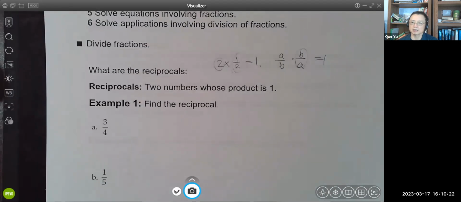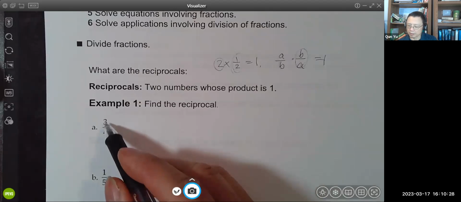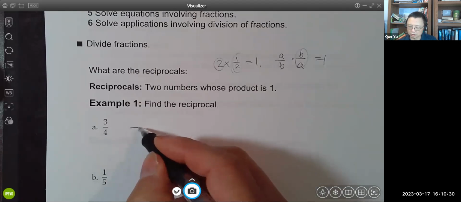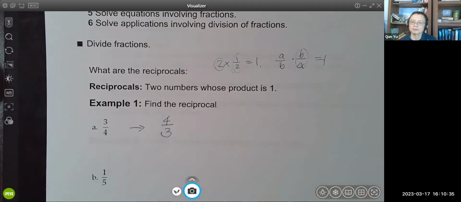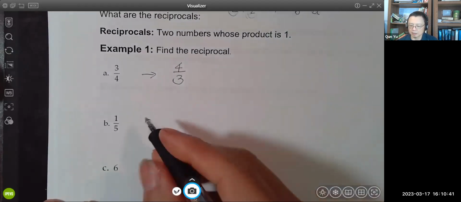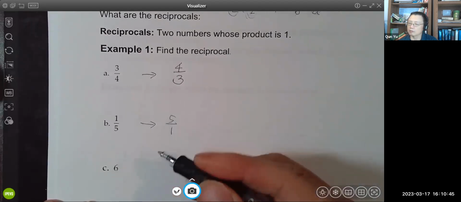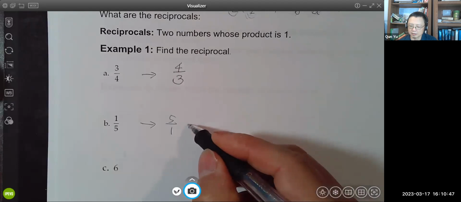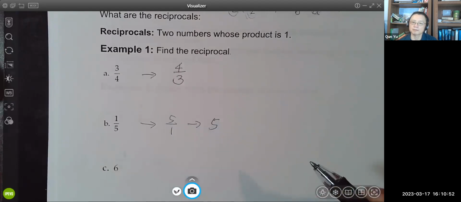Now let's look at some examples. Find the reciprocal. This is a fraction, we just switch it. So the reciprocal is 4 over 3. Super simple. And the second one, 1 over 5. I switch it, which is 5 over 1. But 5 over 1 is just 5, right? So the final answer is 5.